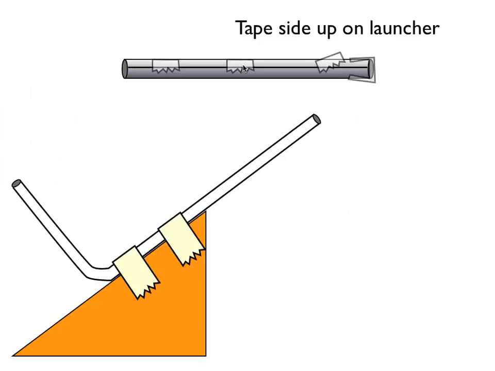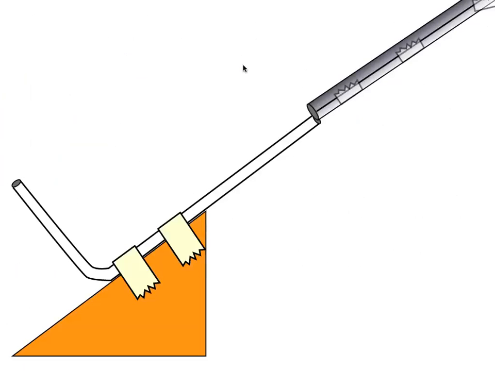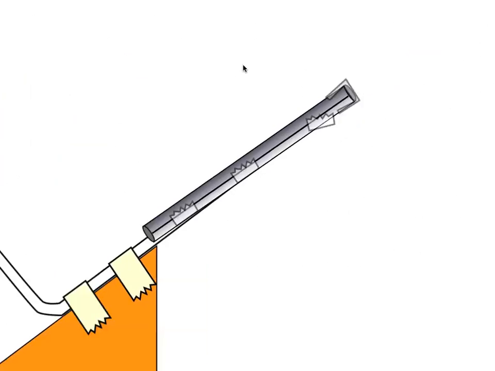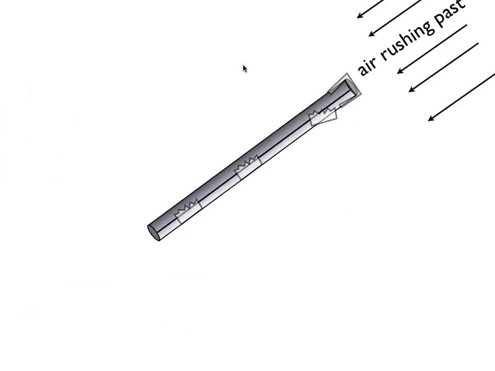One of the things that you may not have done the same every time is you might not have put it exactly on the launcher exactly the same way every time. So what happens if you put it tape side down on the launcher? Let's do that whole thing again. Let's load it up here onto the launcher. We'll move our camera angle. We'll fly away here. We'll look at the air rushing past.